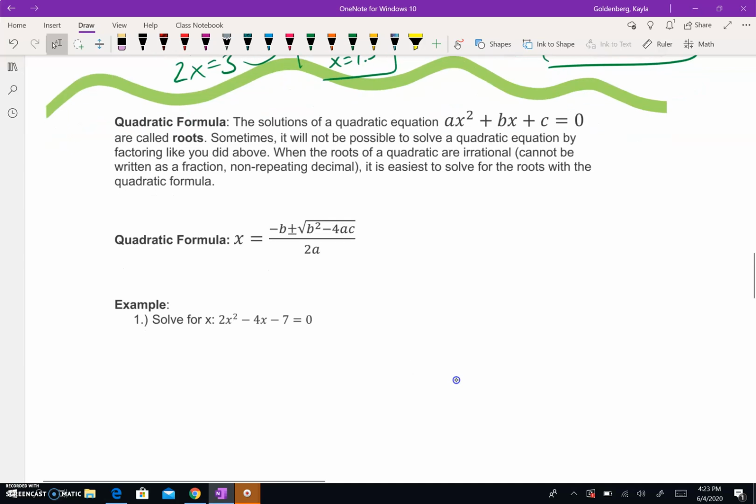So what this is using is your general formula of ax squared plus bx plus c equals 0. Remember, a, b, and c are your coefficients. You're going to use those numbers and plug them into this formula. And x is equal to all of that. Notice because of the plus or minus, that's how we can get two solutions. Quadratics always have up to two solutions.